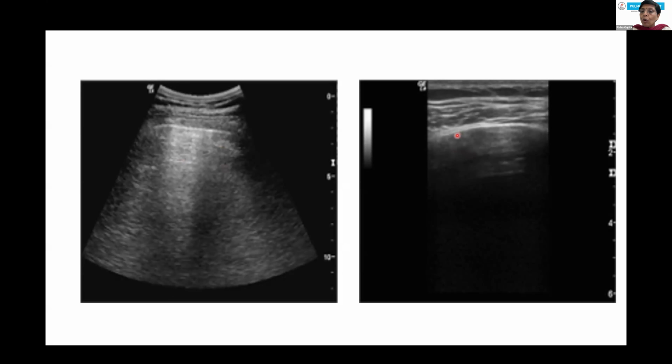Sometimes in a high frequency probe, you can even see two lines. I don't know if you're able to make it out, the visceral and the parietal pleura can be identified. Normally, they are not identified because there is very minimal effusion between the two, so you are not able to identify them.